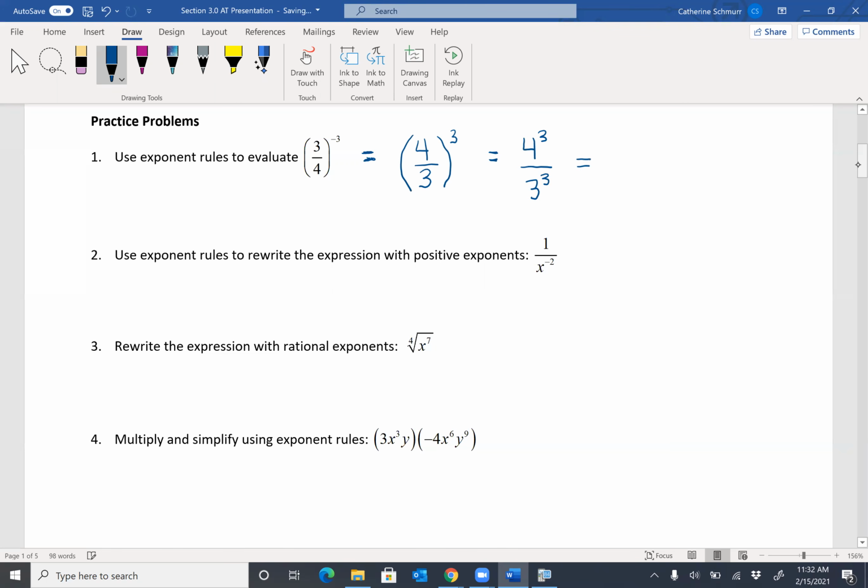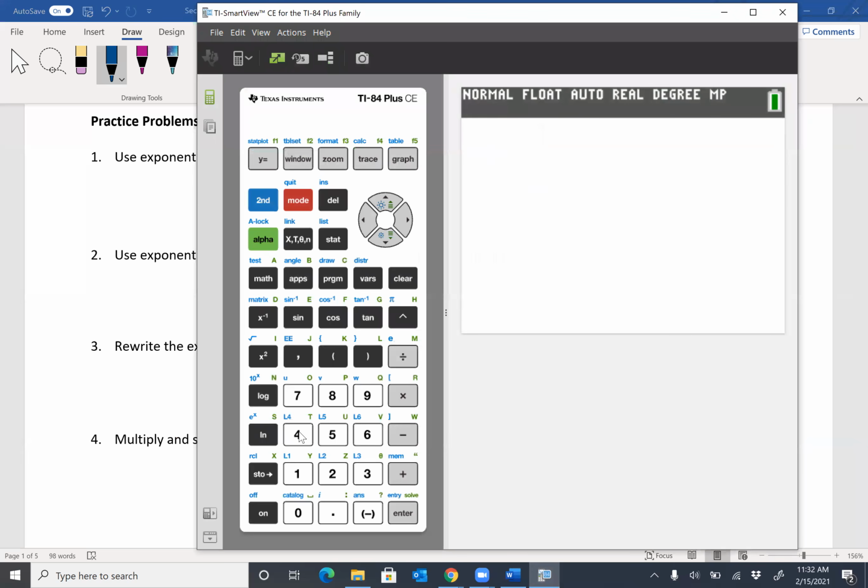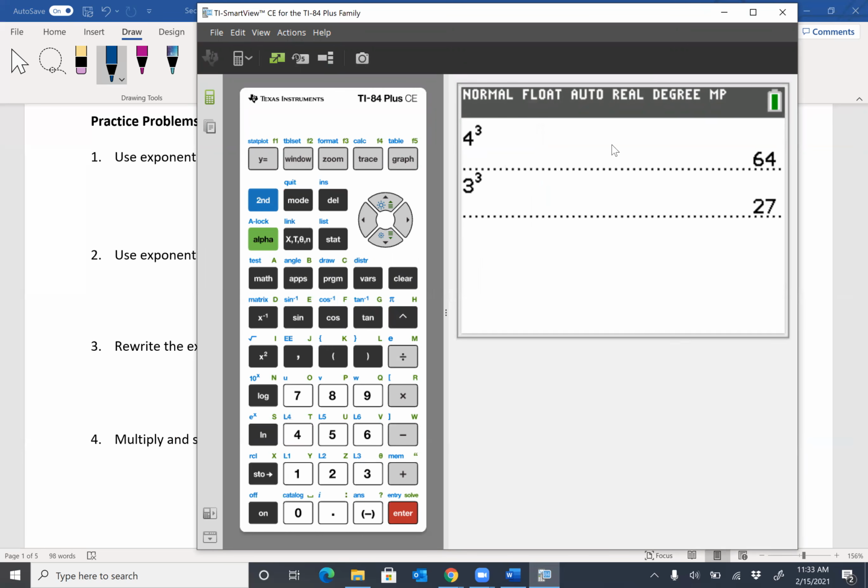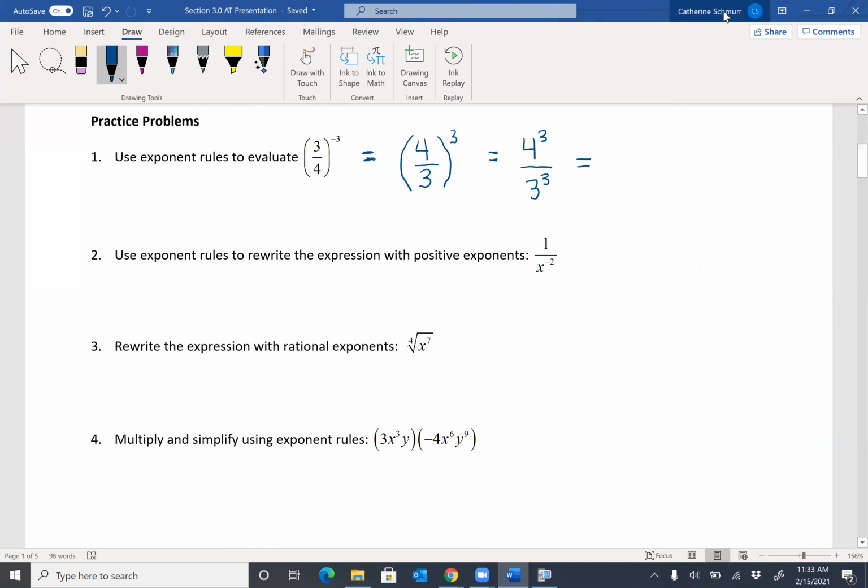And now I can go ahead and evaluate that. I'm going to pull up my calculator. If I do 4 to the third, to get the exponent, I use this up caret key. So 4 to the third, I'm going to hit enter, and 3 to the third. So I'm going to end up with 64 over 27. So that will be my response here, 64 over 27.